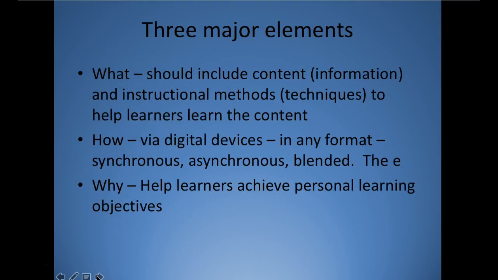So as you can see from the definition that we talked about, there are three major elements that should be included in e-learning: the what, the how, and the why. E-learning should include content, obviously, the information presented with a technique or an instructional method to help the learners learn the content. How e-learning is presented is by different digital devices in any format. It's the E of the e-learning. And the why. Why do we do e-learning? Because we want to help learners achieve personal learning objectives.